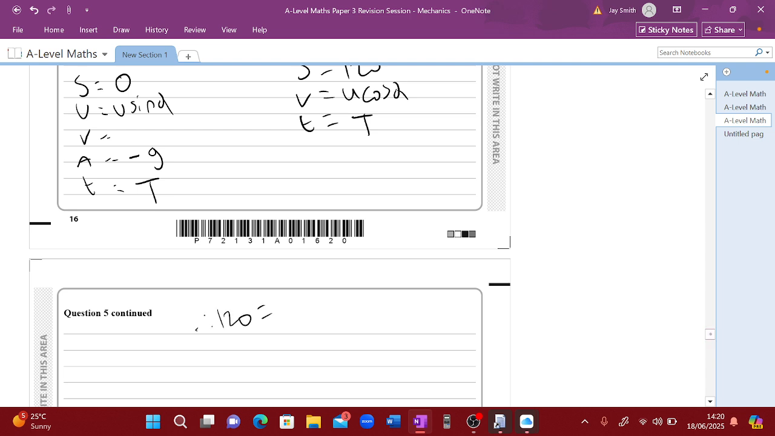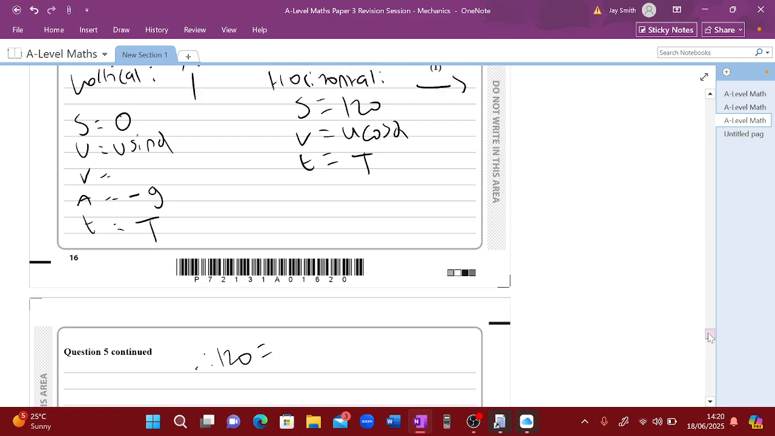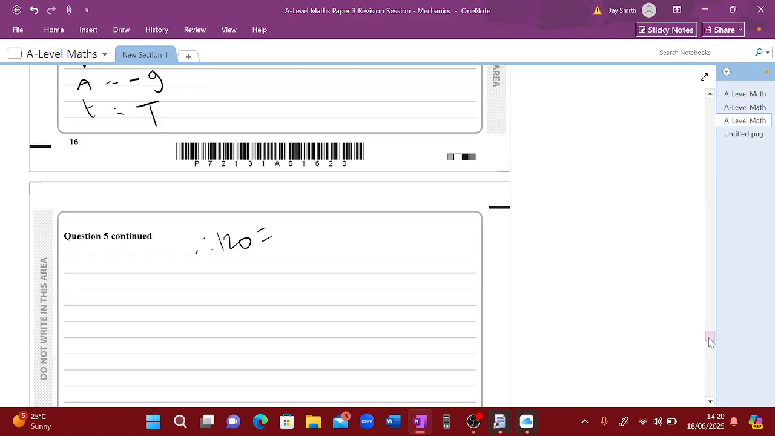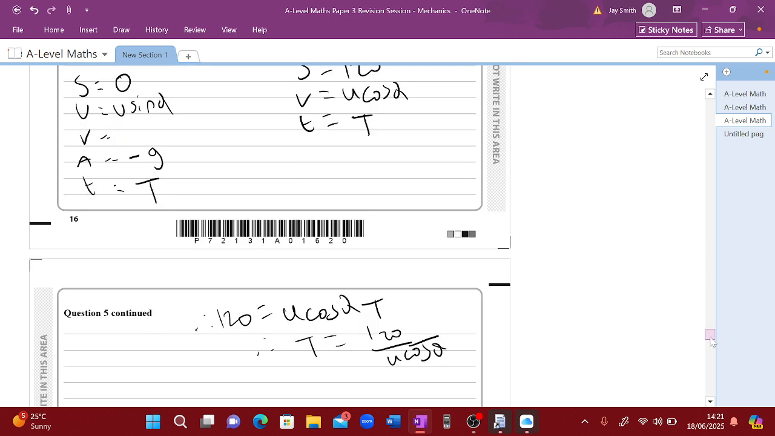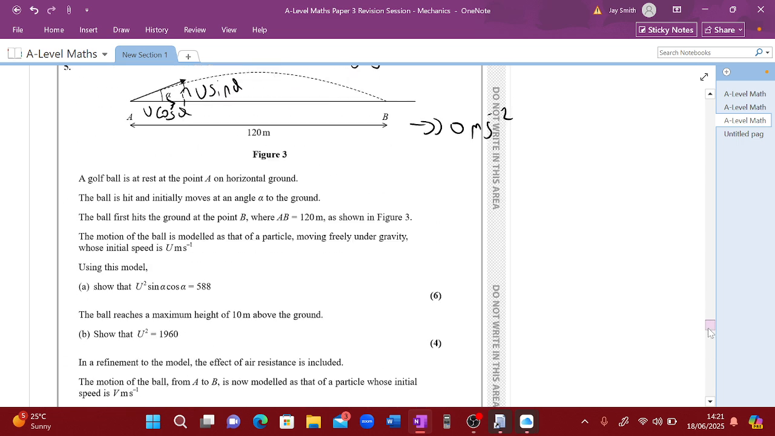And again, at this point, it's just going to be simultaneous equations to solve. But 120 is going to be speed, which is u cos alpha, times time. So therefore, we can rearrange to say t is going to be 120 over u cos alpha, and then we can substitute it in vertically if we need to.